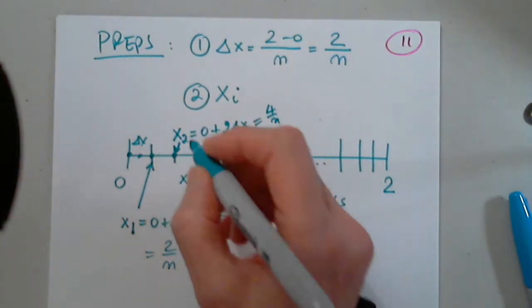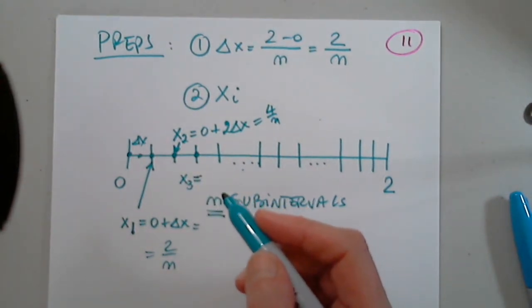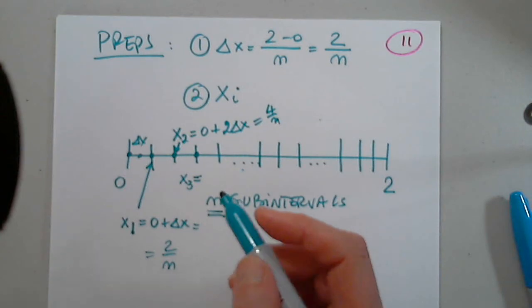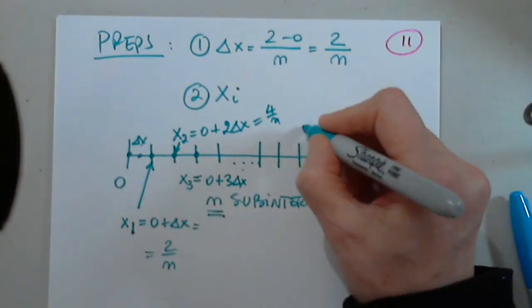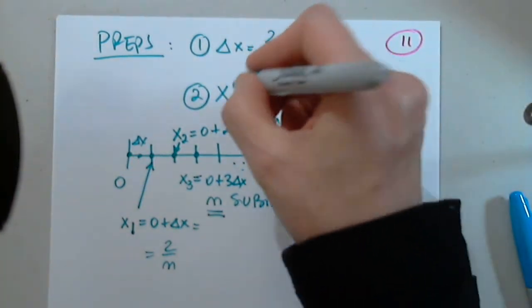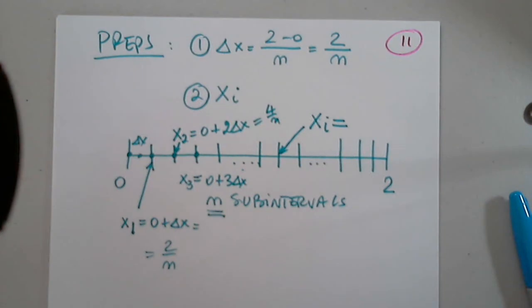This was x sub 2, this is x sub 3. Zero plus 3 delta x. Excellent. What I want you to give me is xi now. What is the formula for xi? Exactly. That's all I cared about.